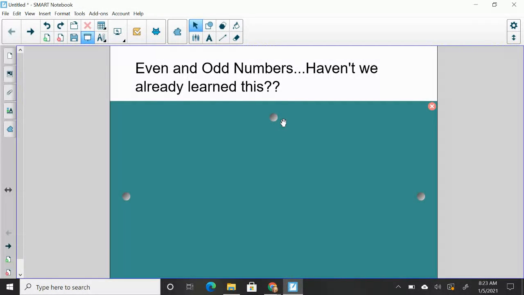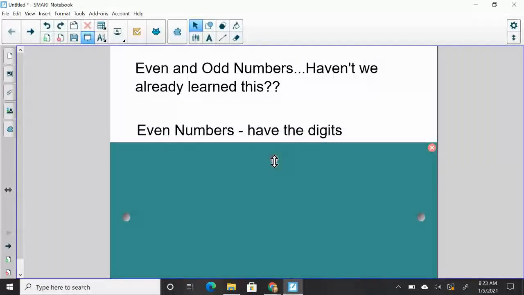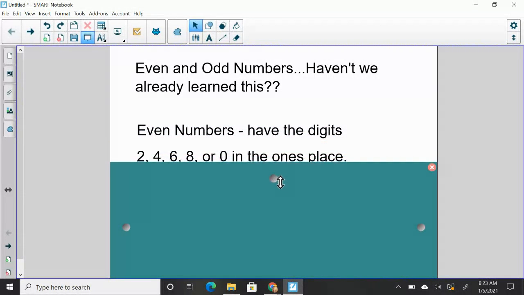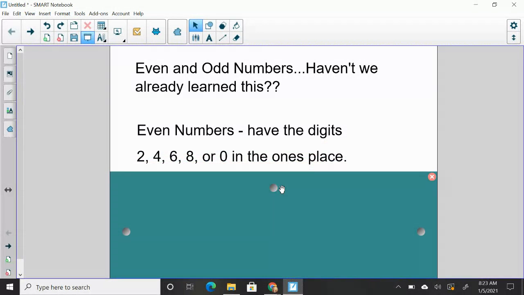And you might be thinking, haven't we already learned this? And yes, you have learned what even and odd numbers are. You start that in first grade, I do believe. So, what are even and odd numbers? An even number is a number that has the digits 2, 4, 6, 8, or 0 in the ones place.